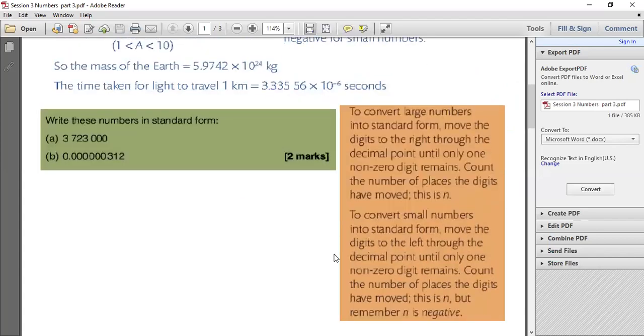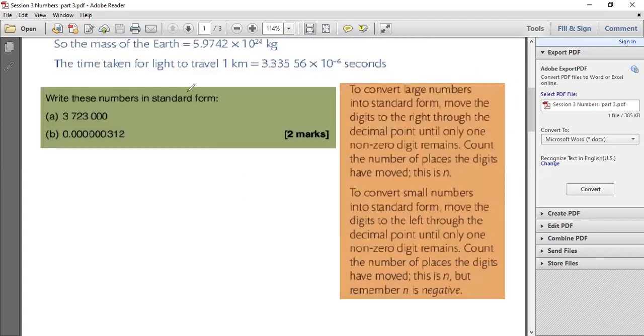Okay, Shabab, take 3 minutes. Try to do this in 3 minutes and send me the answer on WhatsApp. Here, A and B.